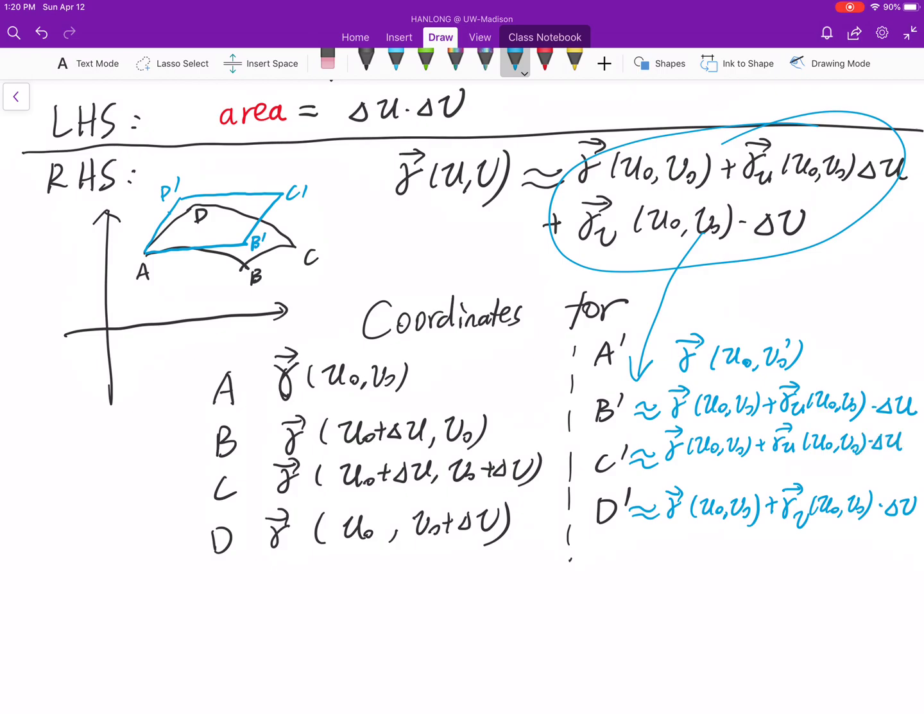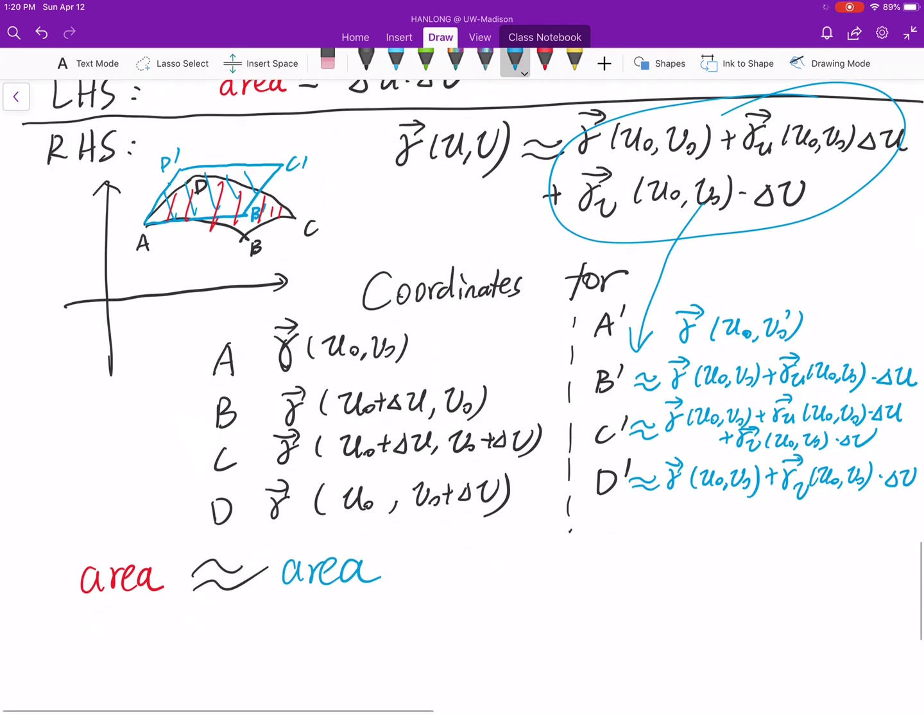V0 times du plus gamma VU0 V0 times dV. Okay, next your job is to calculate the area. So the area of the red part approximately equals the area of the blue part.